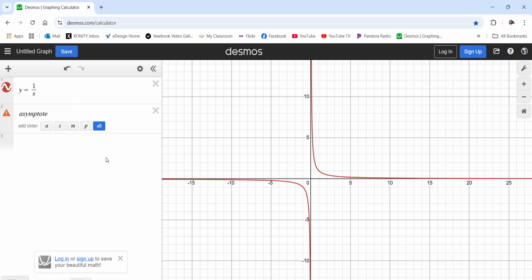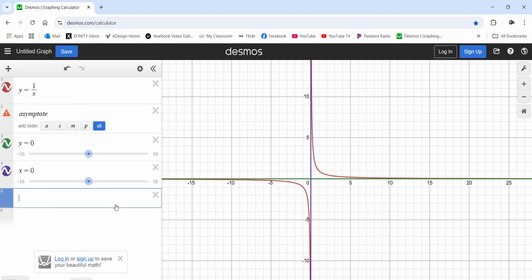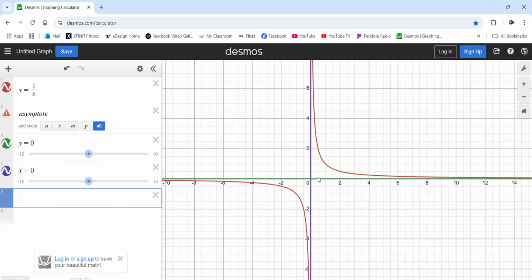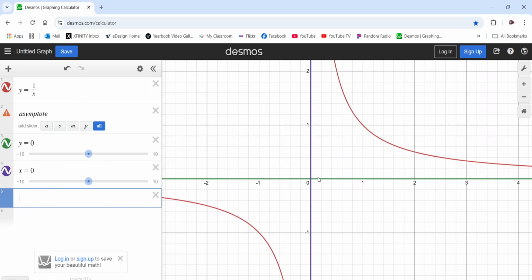So what are your two asymptotes? Your asymptotes would be y equals 0, right? See that green one right there? And that would be your horizontal asymptote. What's your vertical asymptote? X equals 0. And they made that purple. And there's your purple one right there. See it? So those are your two asymptotes.